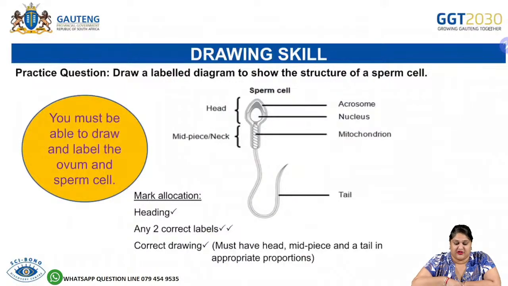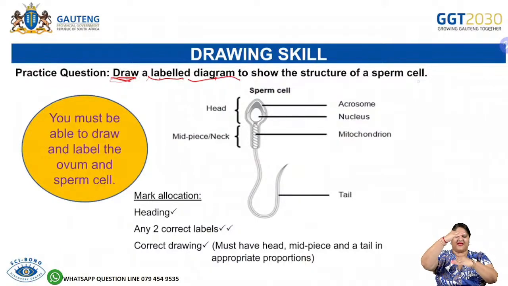This is the practice question. Draw a labeled diagram to show the structure of the sperm cell. What you need to do is, it must be no bigger than half a page. And you draw it in pencil. You must bring a pencil to the exam. You draw it in pencil.